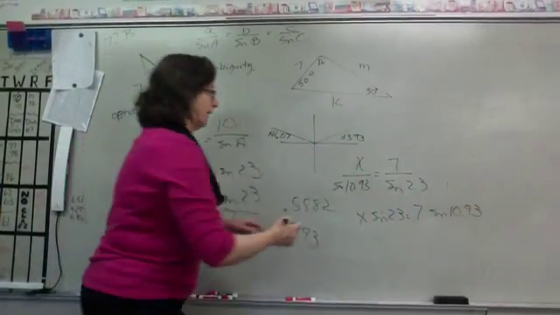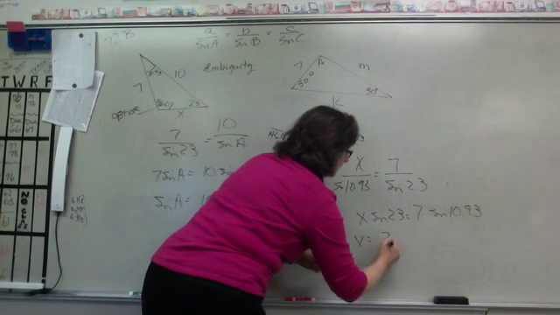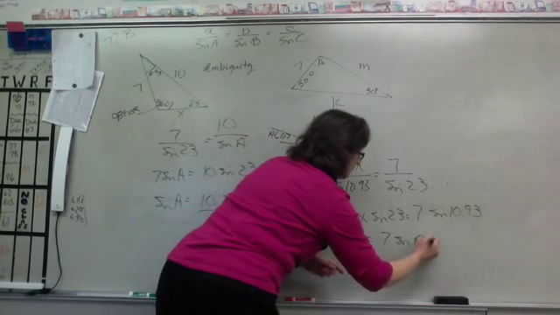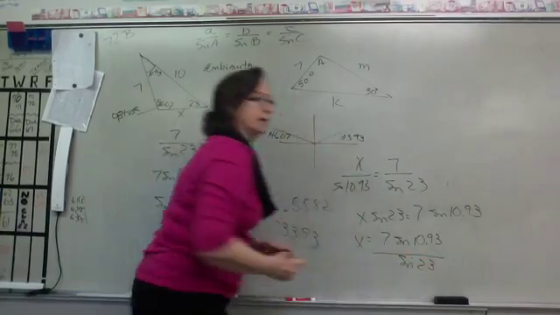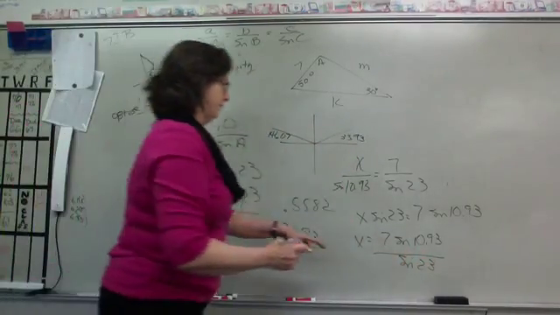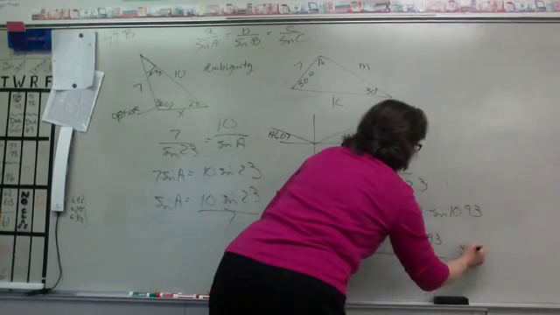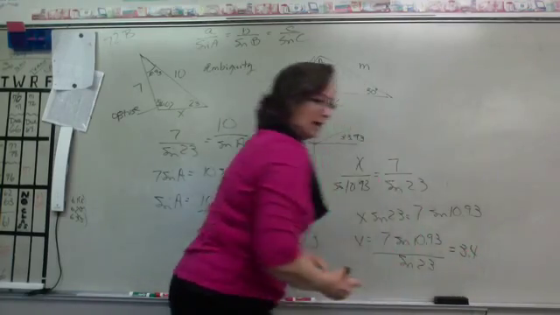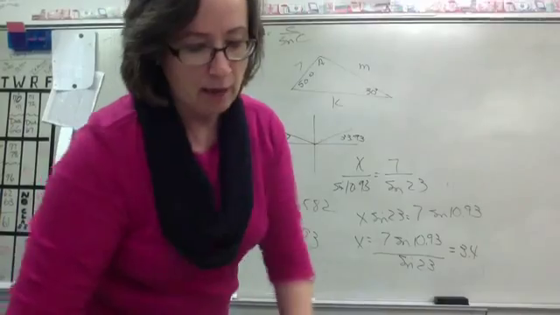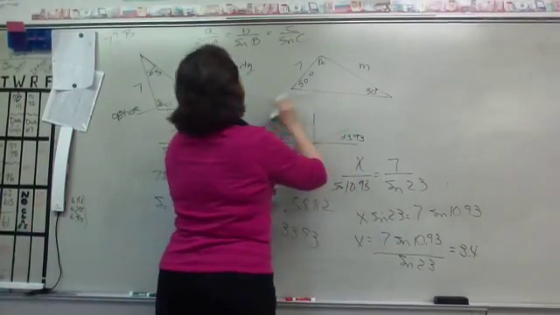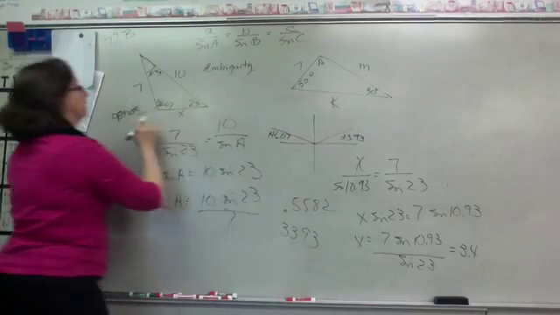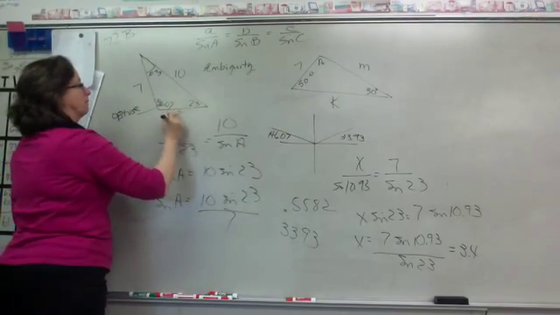Okay, so somebody crank that out. I get x is 7 sine 10.93 over sine 23. 3.4. Same thing. x is 3.4. Okay, so that gives us, that's K, that's another problem. That gives us x is 3.4.